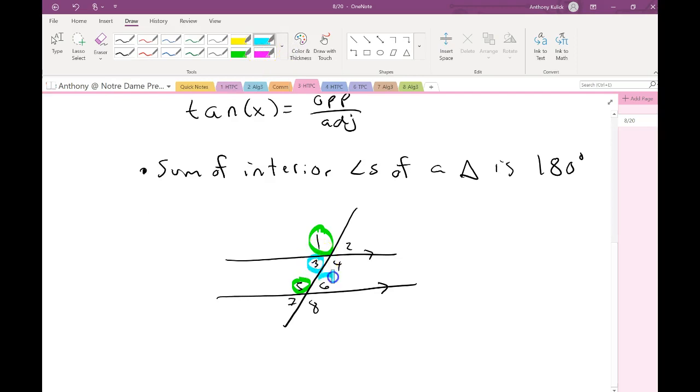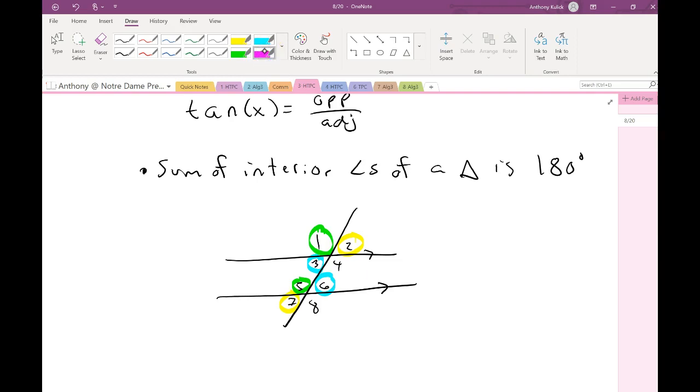Angles 3 and 6 are what we call alternate interior angles. We say they're alternate because they're on opposite sides of the transversal, but they're interior in that they're both in between the 2 parallel lines. So those are congruent. And then we have 2 and 7 that we call alternate exterior angles. Again, alternate because they're on the opposite sides of the transversal, and exterior because they're on the outsides of the 2 parallel lines. Those are congruent.